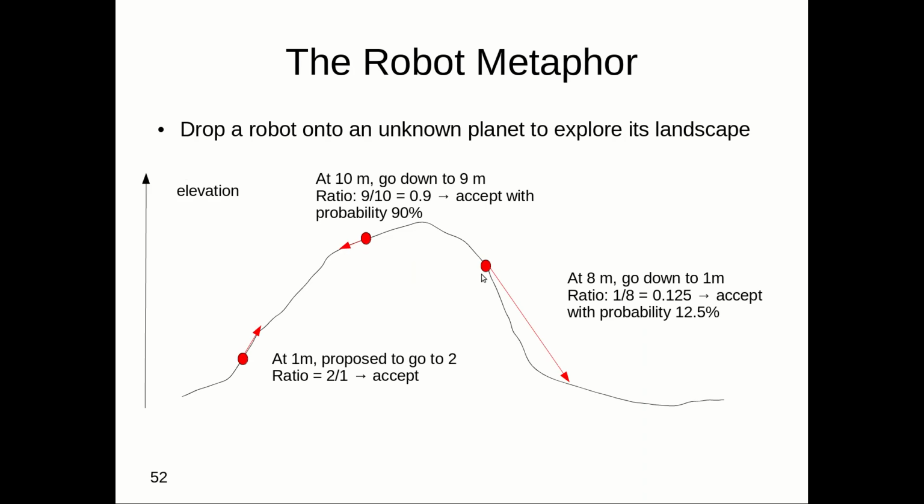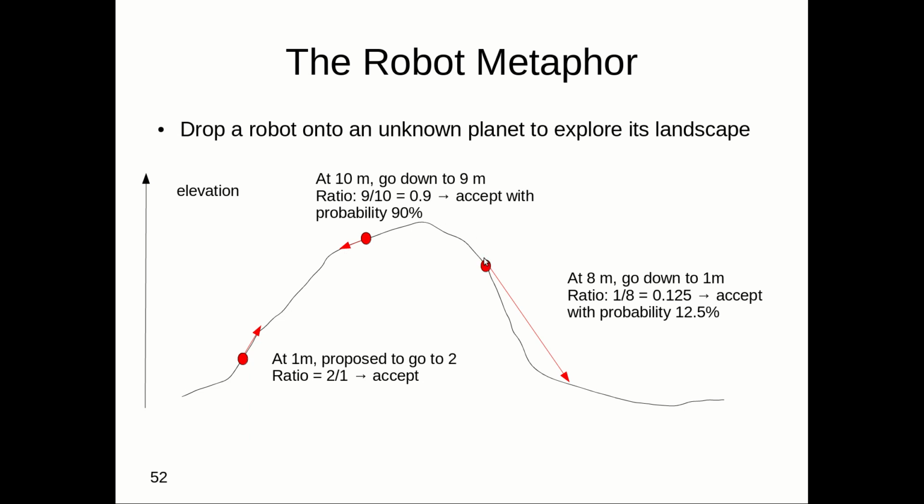Okay, so here's an example. So at an elevation of 1 meter, we move slightly to the right and measure the elevation, and we see now that we're at 2 meters, so the ratio is 2 over 1 and is larger than 1.0, so we accept automatically. If we're at 10 meters and we moved left, which took us down to 9 meters, the ratio is 9 over 10, so this is 0.9, and this actually means that we're going to accept the new position with a probability of 90%.